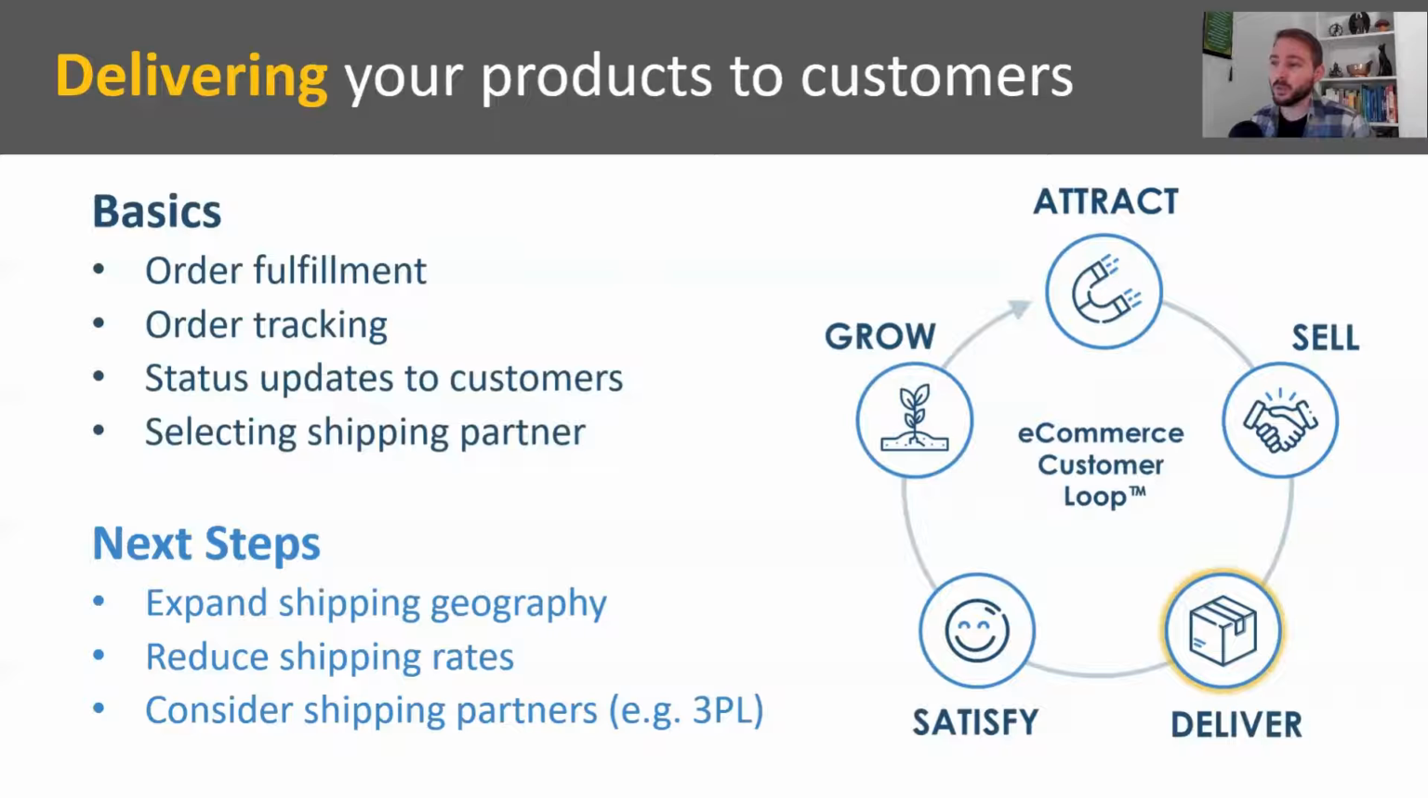But beyond fulfillment, you want to make sure that you have order tracking in place. So you're able to send a tracking number to your customer to make sure that they can track the status of their order. As they're tracking the status of their order, you want to make sure that you send your customer status updates. So things like when their order is processed, when it's en route, and when it ultimately arrives to their door.